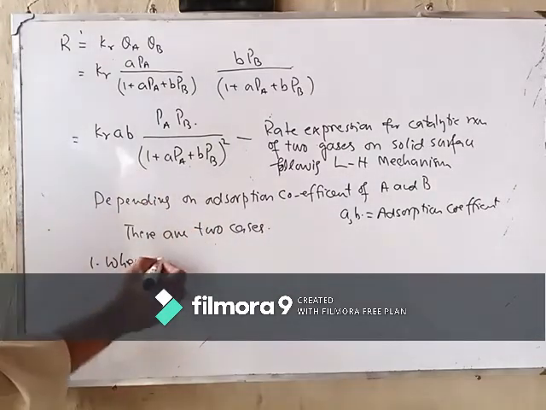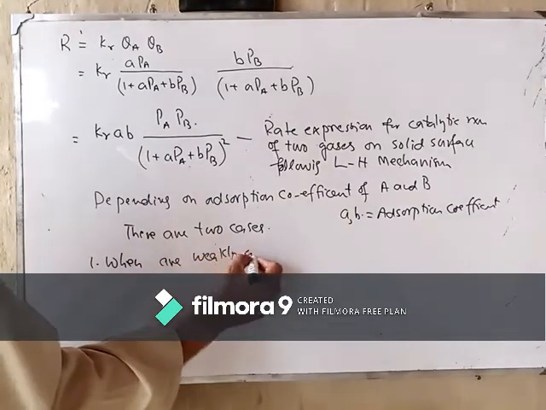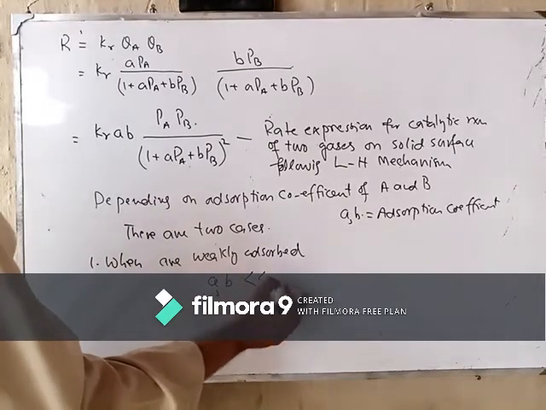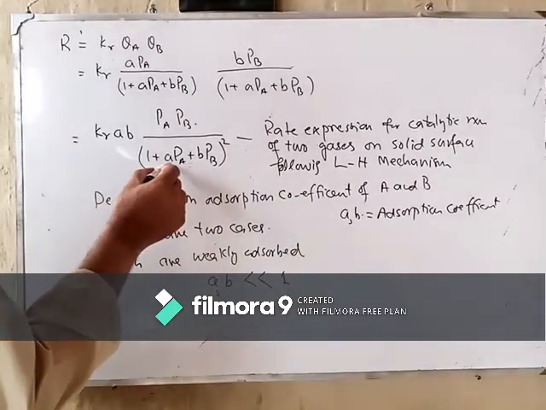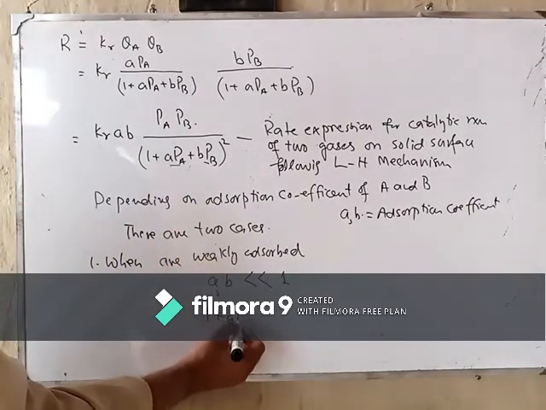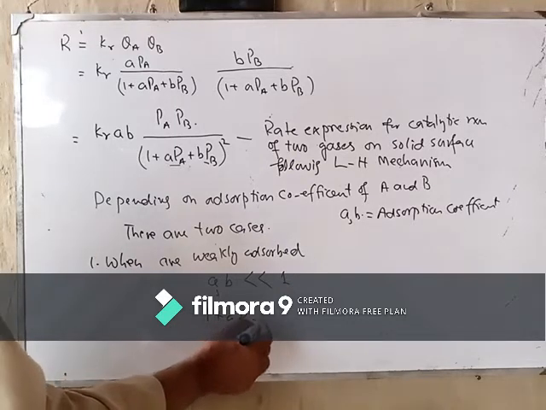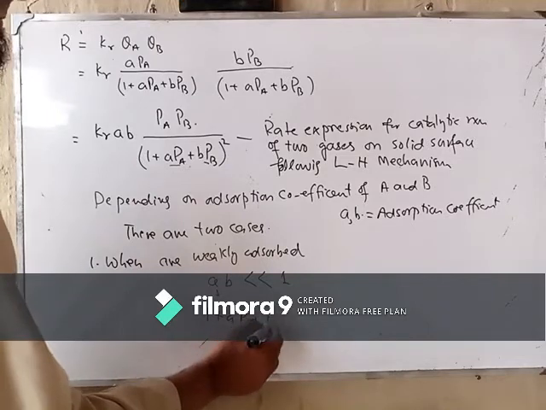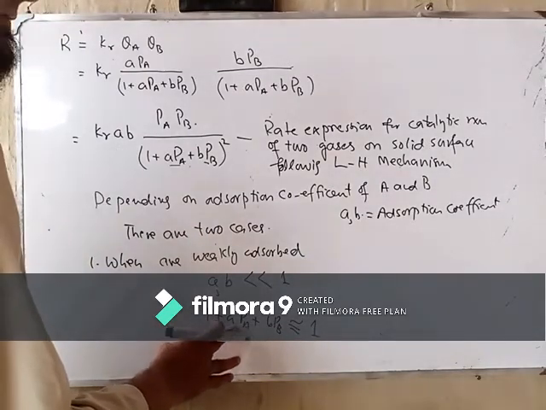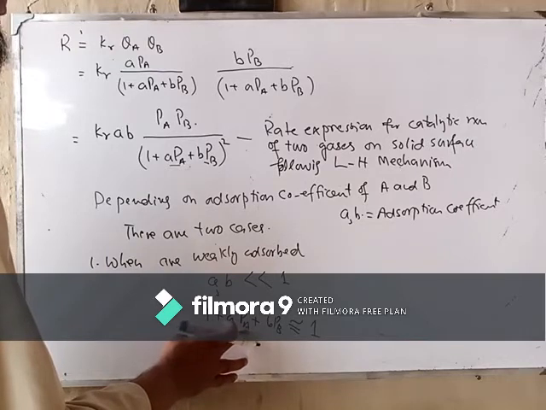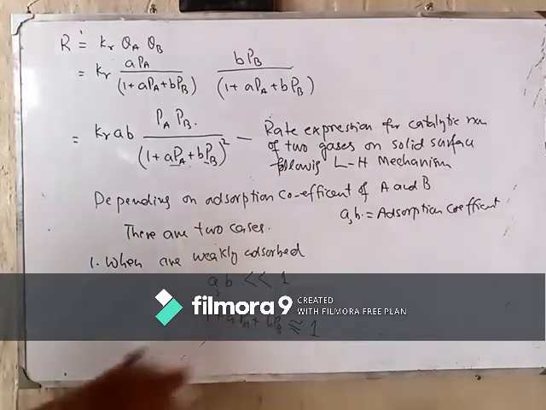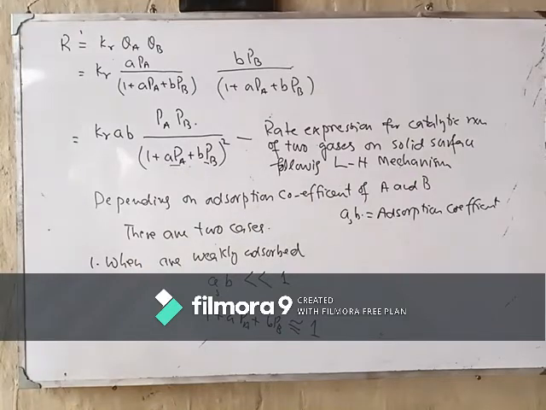Case number one: when both are weakly adsorbed, it means A and B are much smaller than 1. Then denominator में ये terms ignore हो जाएंगे. So the denominator 1 plus A PA plus B PB will be equal to 1. क्योंकि ये 1 से बहुत smaller है, तो जब smaller value इसी के साथ multiply करते हैं, it becomes further smaller. Therefore in the denominator A PA and B PB can be ignored. Then we get the rate expression.